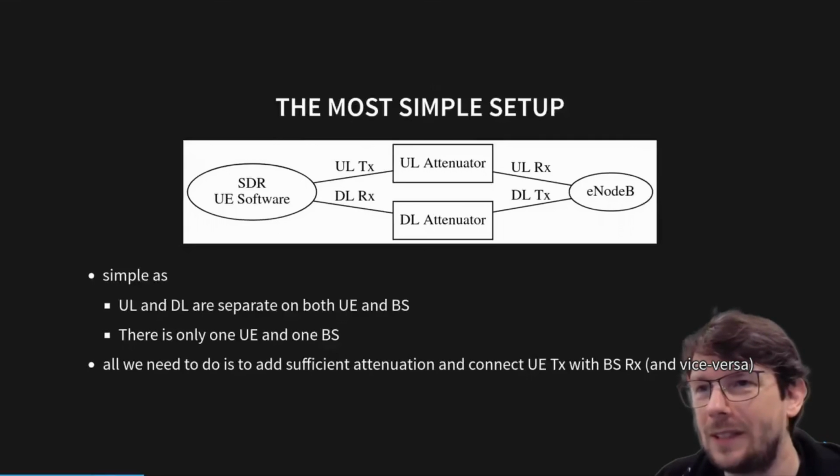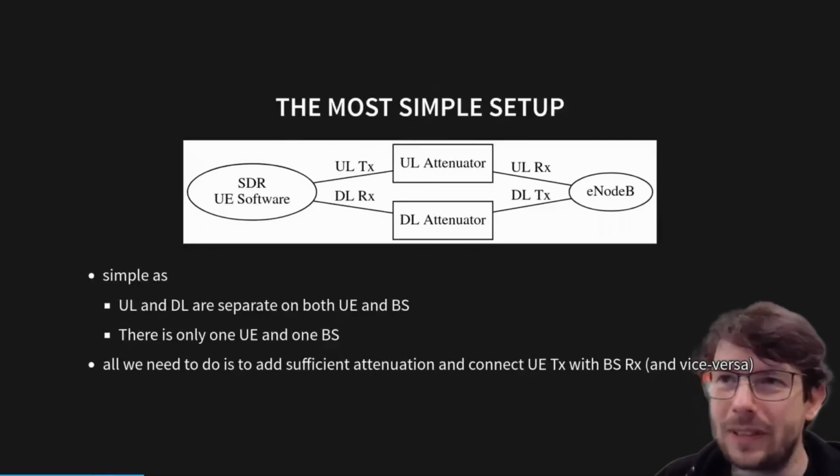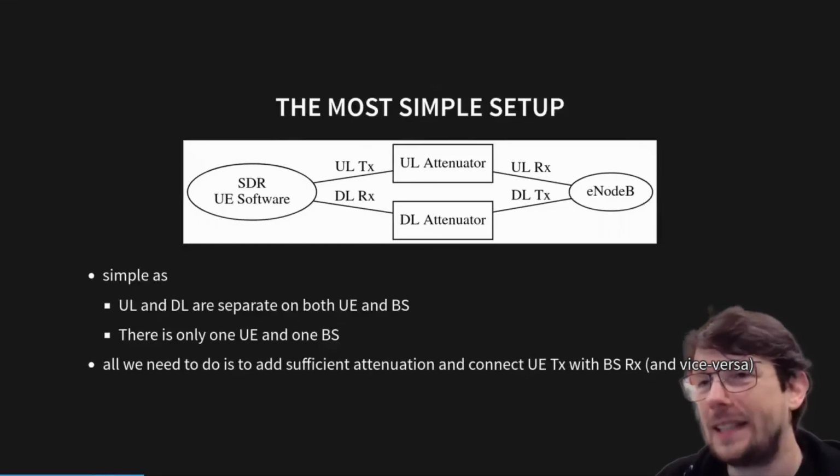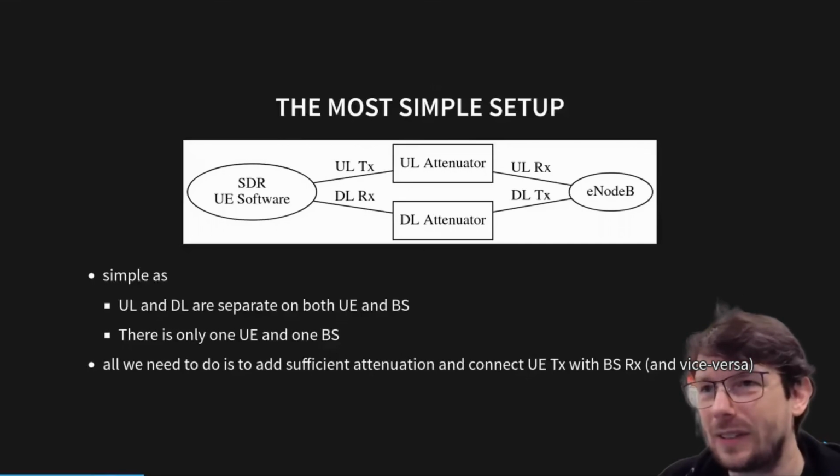So all that we need to do is to put attenuators in between for both the RX and the TX part, and connect them, of course, vice versa, so that the uplink transmit of the UE ends up in the uplink receive of the eNodeB, and the downlink transmit of the eNodeB ends up in the downlink receiver of the user equipment.